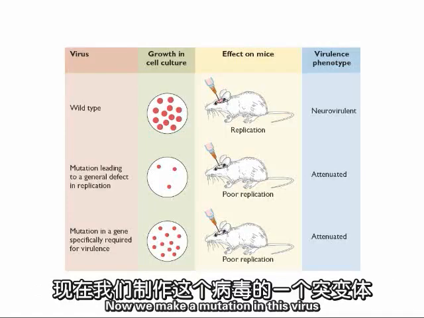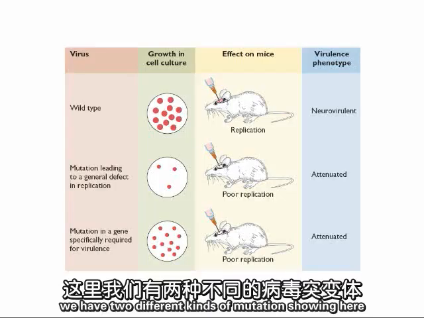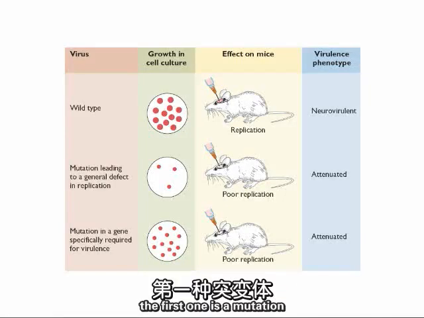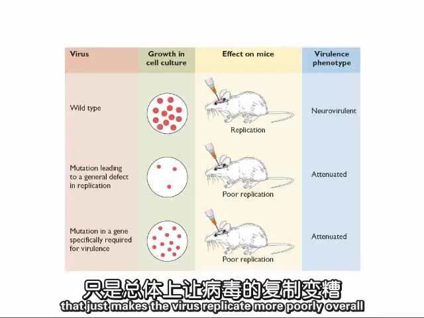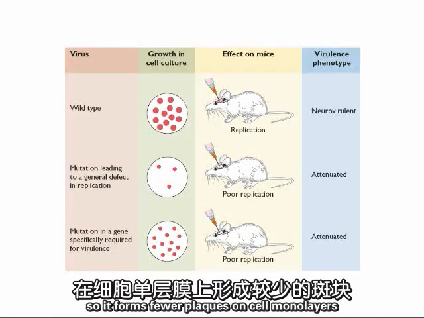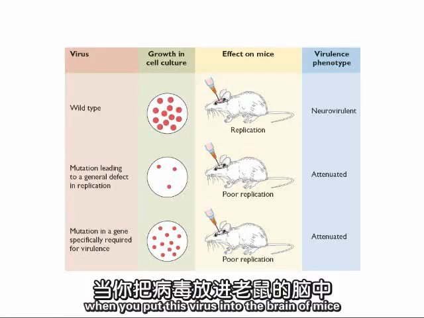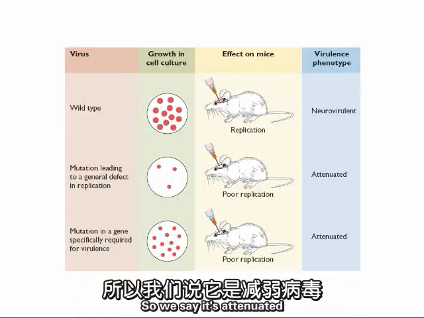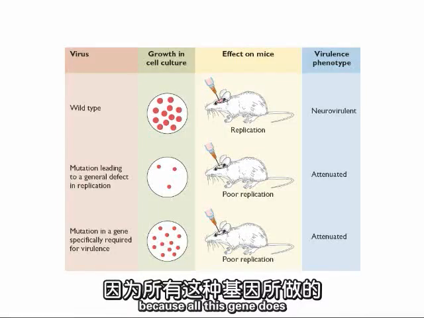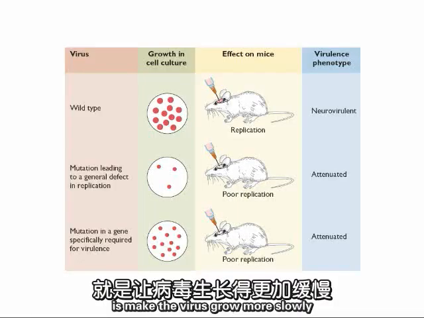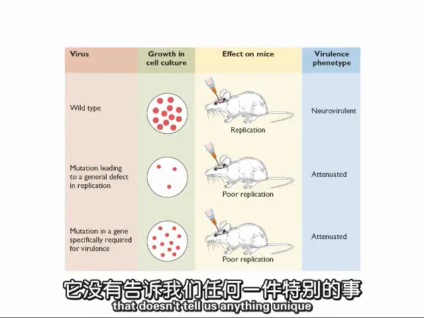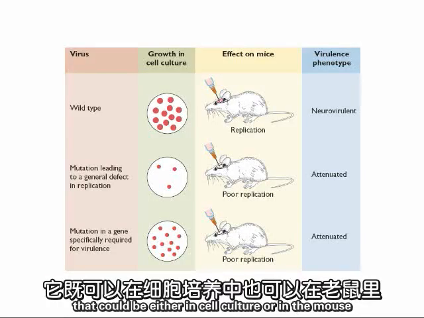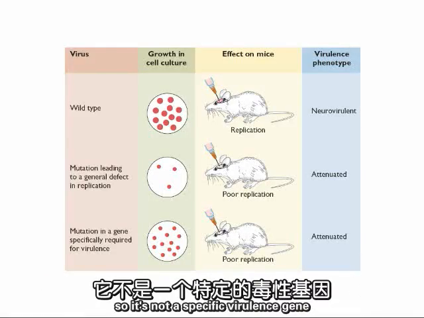Now we make a mutation in this virus, and we have two different kinds of mutations shown here. The first one is a mutation that just makes the virus replicate more poorly overall. So it forms fewer plaques on cell monolayers. When you put this virus into the brain of mice, it replicates very poorly, and it doesn't cause disease, or it causes less disease by whatever measure. And so we say it's attenuated. But it's not a very interesting gene, because all this gene does is make the virus grow more slowly. That doesn't tell us anything unique. That could be either in cell culture or in the mouse. So it's not a specific virulence gene.